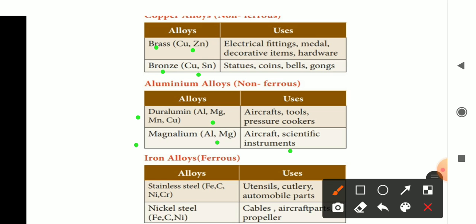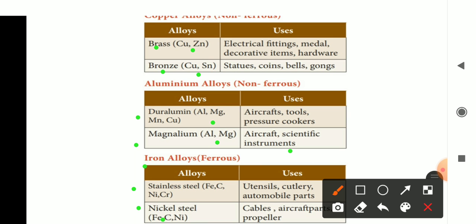Then finally we have iron alloys. These are also called ferrous alloys. In the case of iron alloys we have two examples. One is stainless steel and the other is nickel steel. Stainless steel is made of iron, copper, nickel and chromium. It is used in making utensils, cutlery and automobile parts. Then nickel steel is made of iron, copper and nickel. It is used in making cables, aircraft parts and propellers.